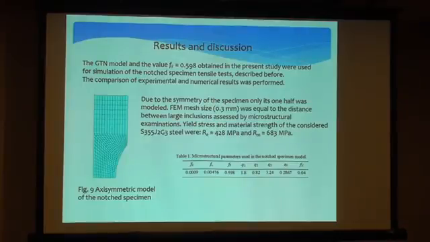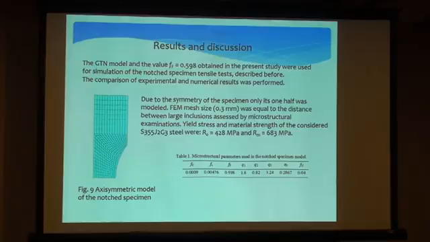But now it's time to answer the question of whether this value and the GTN model produce good results. To answer this question, I performed the simulation of the tensile test performed before. Here we can see the model. Because of the symmetry, only one half of the specimen was modeled. That was the axisymmetric model.